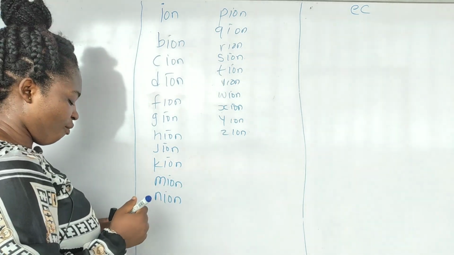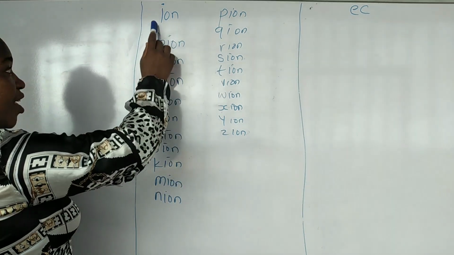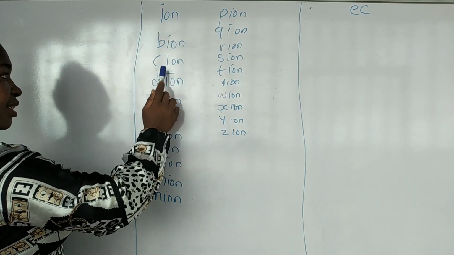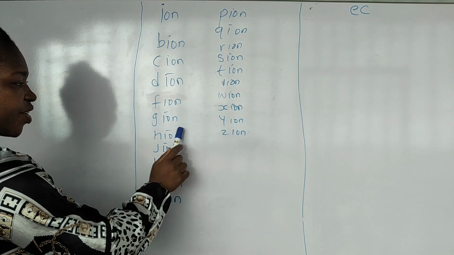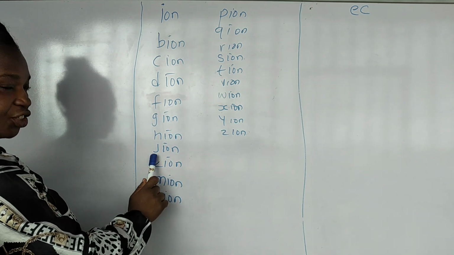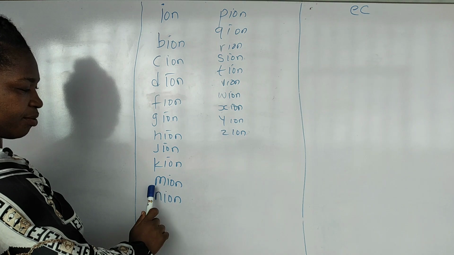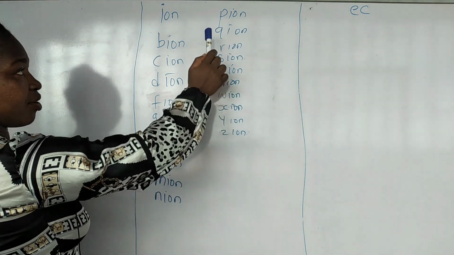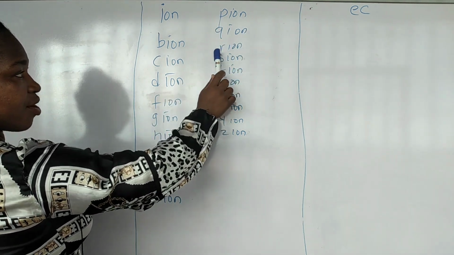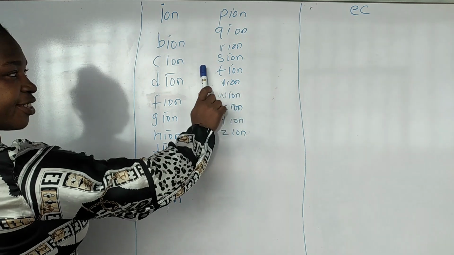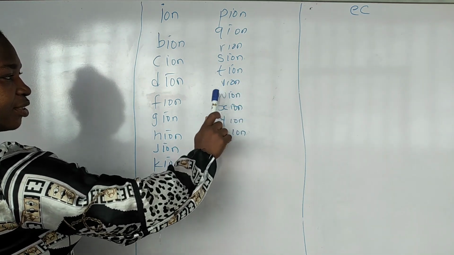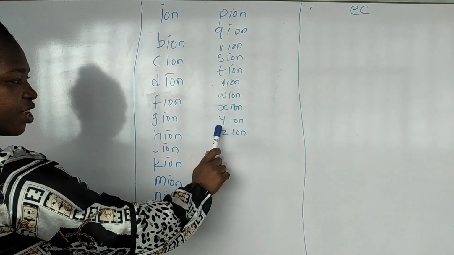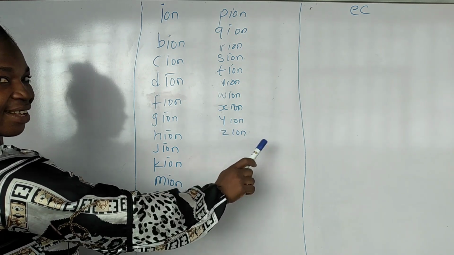Okay, so let's go over it. We have Ion, Bion, Sion, Dion, Fion, Gion, Hyun, Jion, Kion, Myeon, Neon, Pion, Huion, Rion, Xion, Xion, Tion, Xion, Rion, Wion, Zion, Yeon, Zion, Zion.